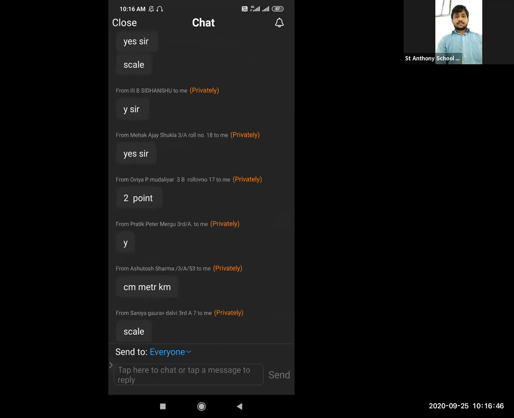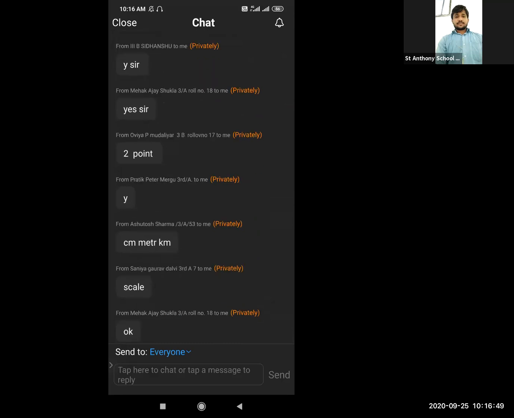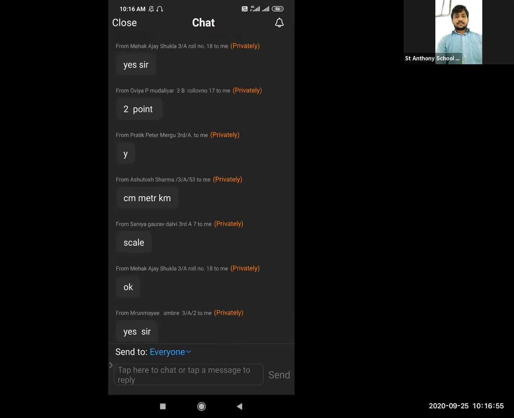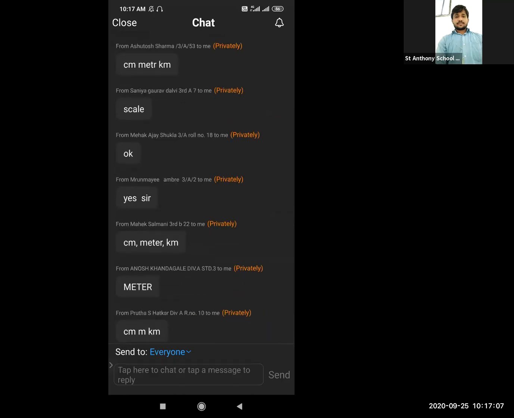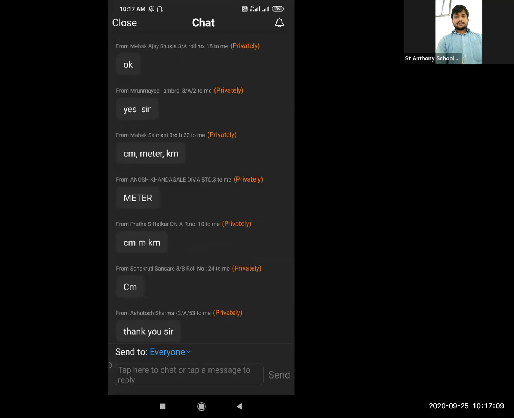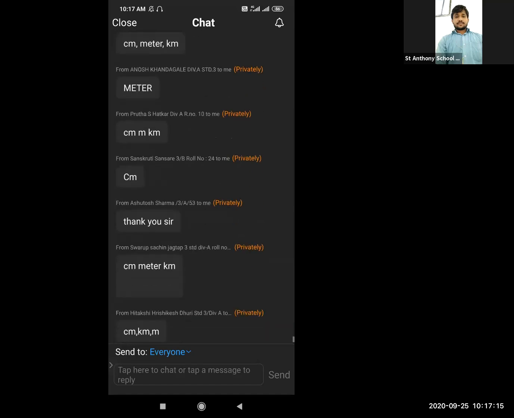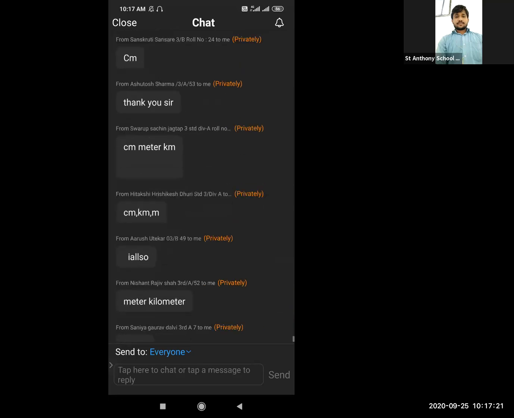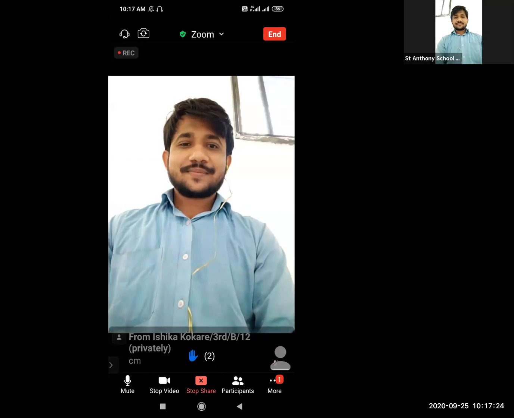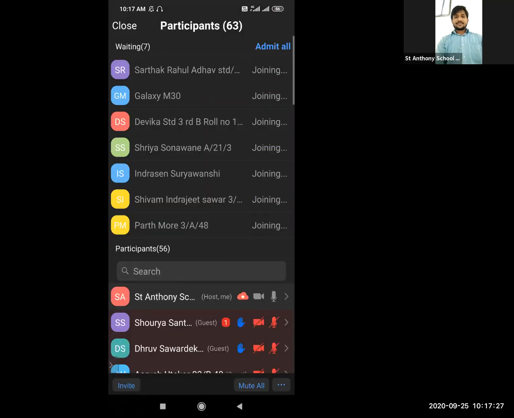Yes, absolutely, Ashutosh. Centimeter, meter, and kilometer. Ashutosh, very nice, beta. So, centimeter, meter, and kilometer. These are the standard units of measuring length. Absolutely right. Very nice, Ashutosh. Yes, centimeter, meter, and kilometer. These are the standard units of measuring length. Very nice. And what are the standard instruments to measure the length? Now, instruments I'm asking you, children.